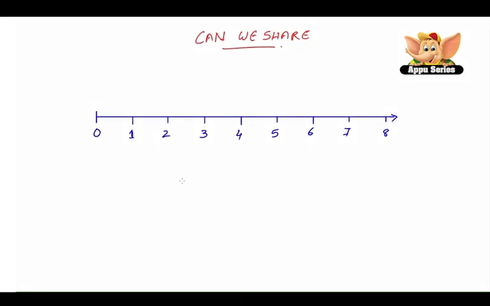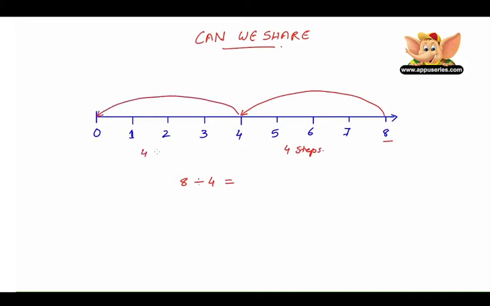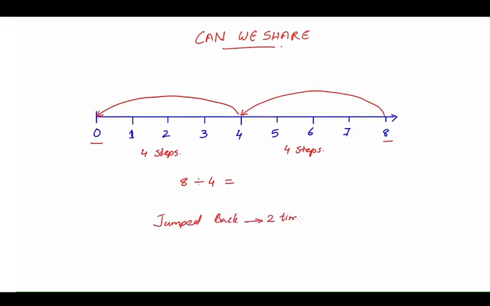So let's try doing something different. Let's show division on the number line. Let's do the problem 8 divided by 4. Since division is repeated subtraction, starting from 8, we will be jumping 4 steps back down the number line till we reach 0. Let's begin. So that's one jump. Here's the second jump. So our answer for 8 divided by 4 equals 2 because we jumped back 2 times.